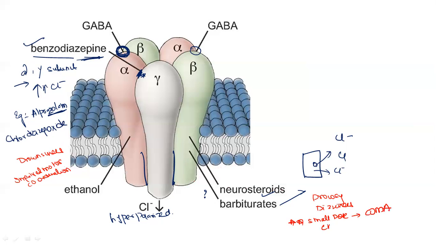Okay. Now they also cause CNS depression. You might get a question asking whether, if there is a barbiturate overdose, the patient might die of CNS depression or respiratory depression. The patient might actually die because of respiratory depression.